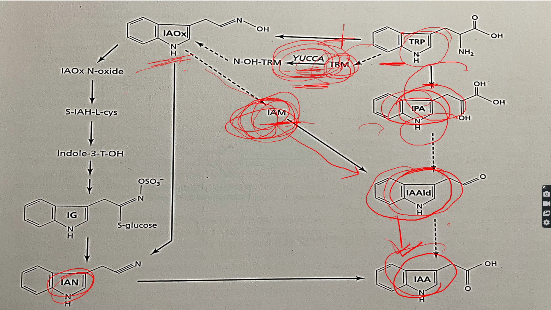Okay, and the third pathway is the IAN pathway, the indole acetonitrile pathway. It is undergoing indole acetaldoxime, then nitrile, and then it is converted to another molecule where there is presence of indole glucosinolate, and this pathway generally occurs in the Brassicaceae family.